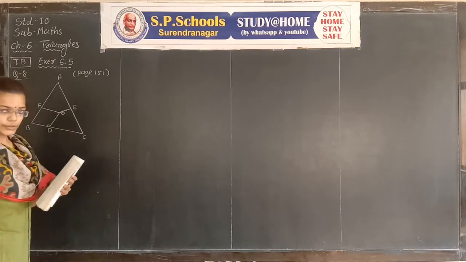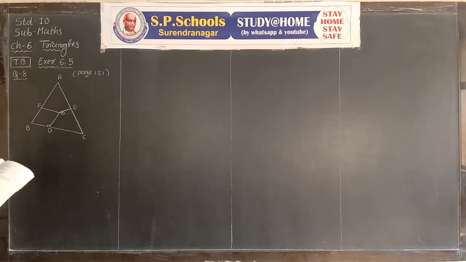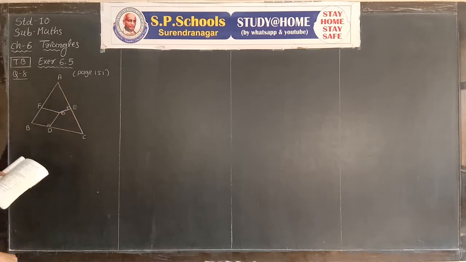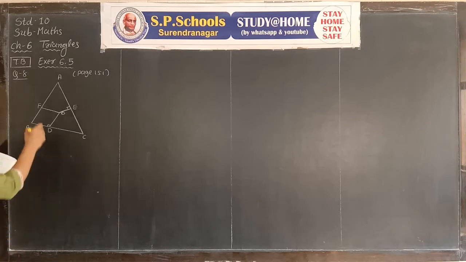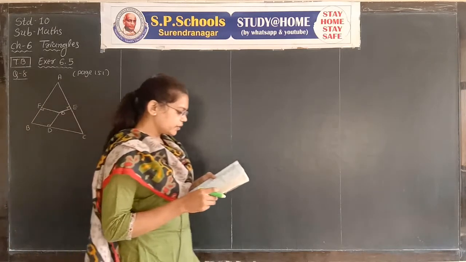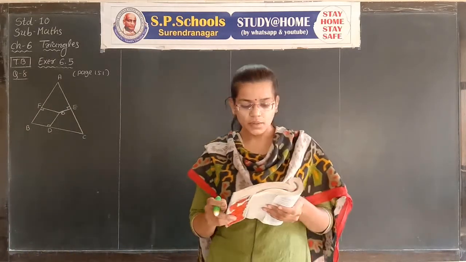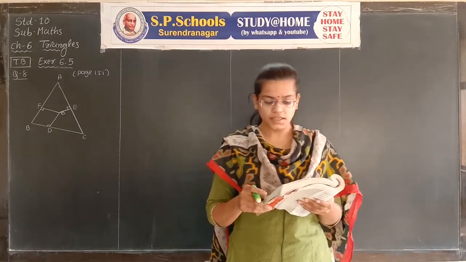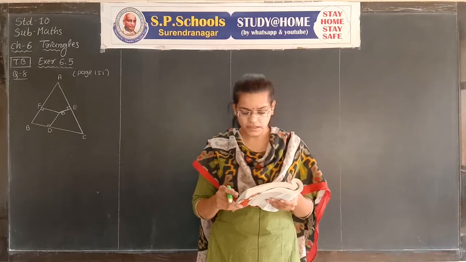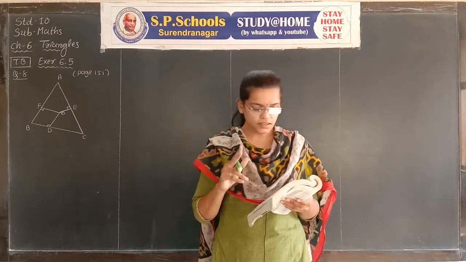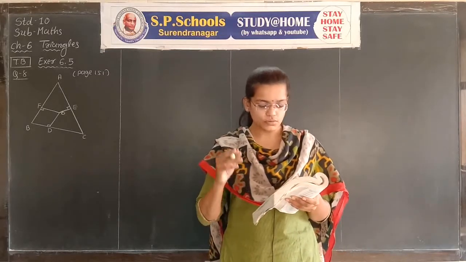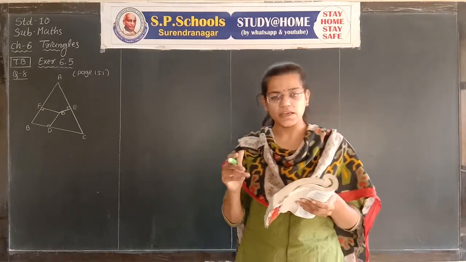OD is perpendicular to BC, OE is perpendicular to AC, OF is perpendicular to AB. Show that first, OA square plus OB square plus OC square minus OD square minus OE square minus OF square is equal to AF square plus BD square plus CE square. And second, AF square plus BD square plus CE square is equal to AE square plus CD square plus BF square.